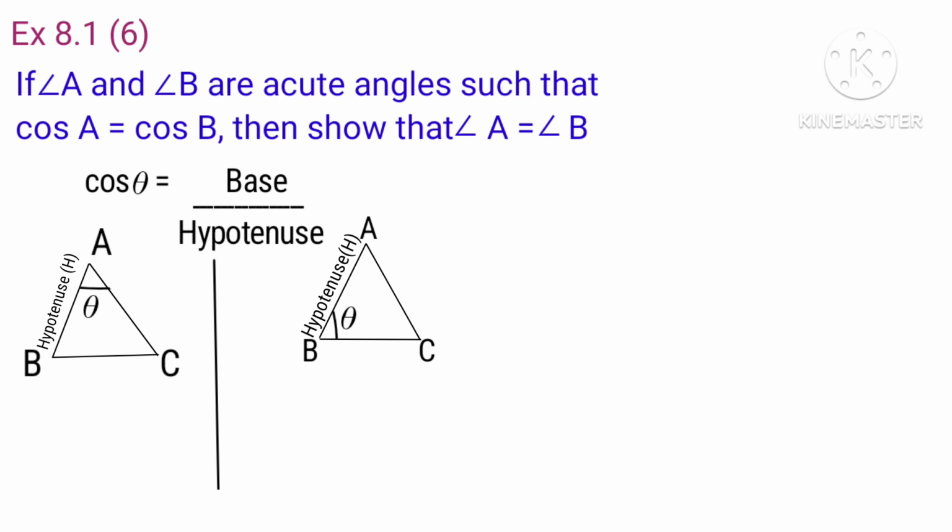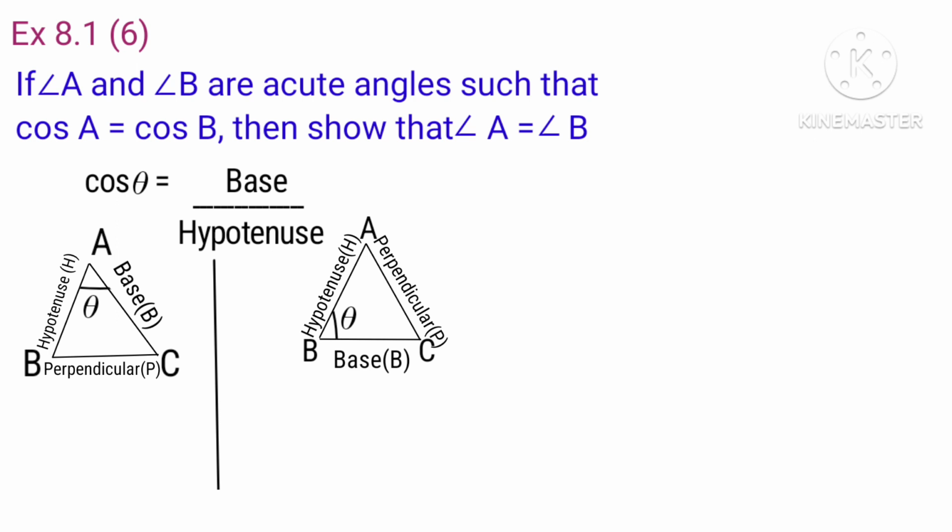So we see in the first diagram, we have marked theta in angle A. So theta's opposite will be perpendicular, that is BC is perpendicular and AC is base. In the second diagram, we have marked theta in B. So opposite to theta is perpendicular, that is AC is perpendicular and BC is base.